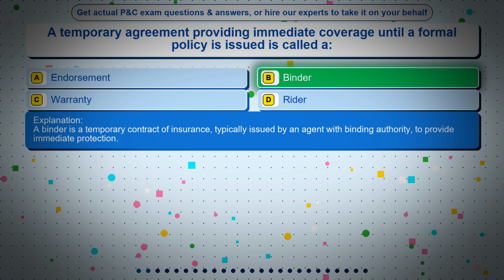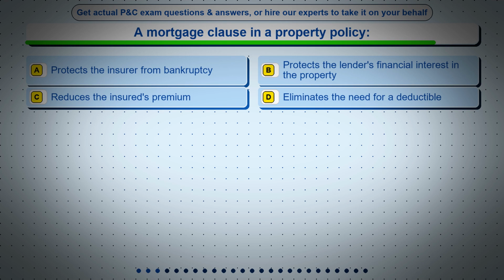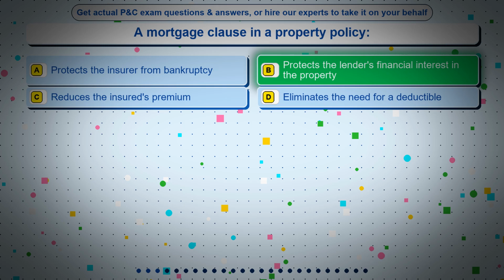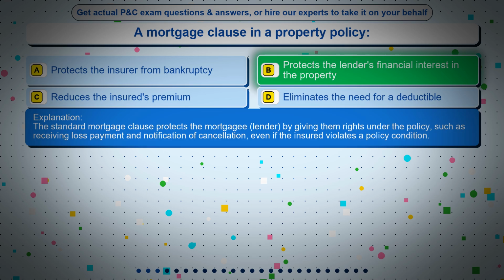protection. Question 3. A mortgage clause in a property policy, option A. Protects the insurer from bankruptcy, option B. Protects the lender's financial interest in the property, option C. Reduces the insured's premium, option D. Eliminates the need for a deductible. The correct answer is option B. Protects the lender's financial interest in the property. The standard mortgage clause protects the mortgagee, lender, by giving them rights under the policy, such as receiving loss payment and notification of cancellation, even if the insured violates a policy condition.